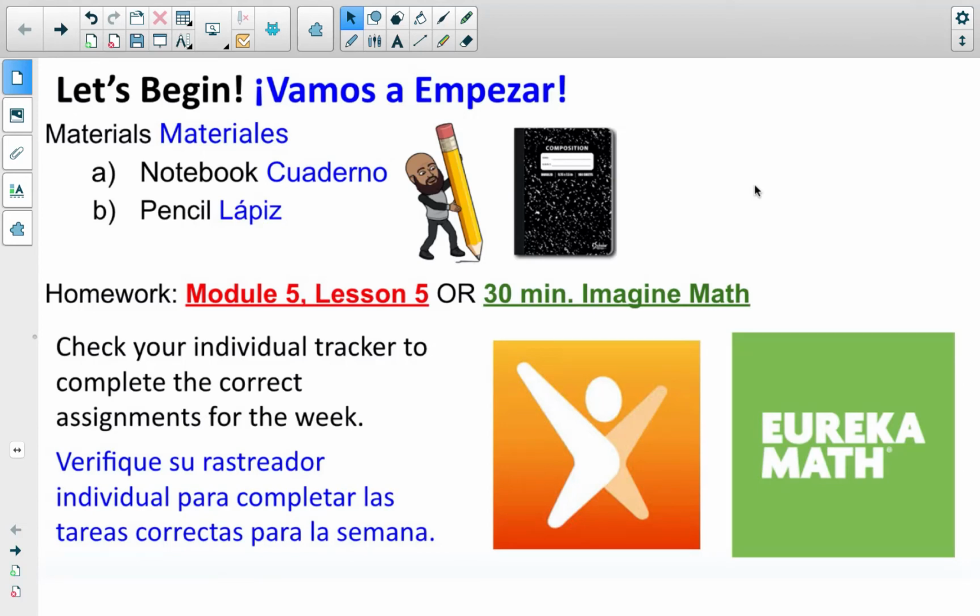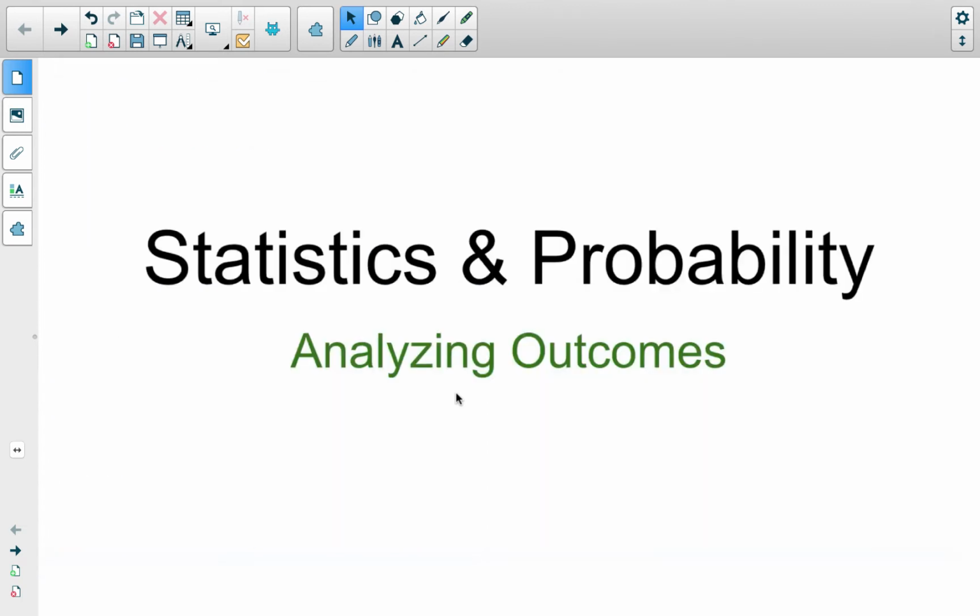From yesterday, looking at our tax rate financial literacy activity, that should be done and submitted. Now we're going to transition back to looking at probability. Homework is Module 5, Lesson 5, or knock out that additional Imagine Math to be mentioned as an Imagine Math All-Star in the future and to grow in your math abilities, which is our overall goal here. And just make sure you're keeping up with your tracker so you're completing the correct assignments throughout the week.